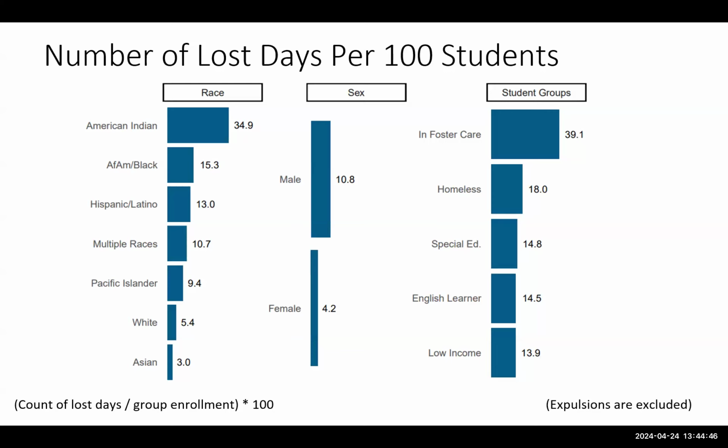There are fewer students who are identified as American Indian students than there are white students. So when you look at the percentages, sometimes it's hard to kind of balance that out and level the playing field. Well, what you're looking at here is the number of lost days per 100 students, and you can see some pretty dramatic results and differences in these groups. Take American Indian, for example, 34.9. That means that per 100 students, that group is losing 35 days. That's a pretty dramatic number.